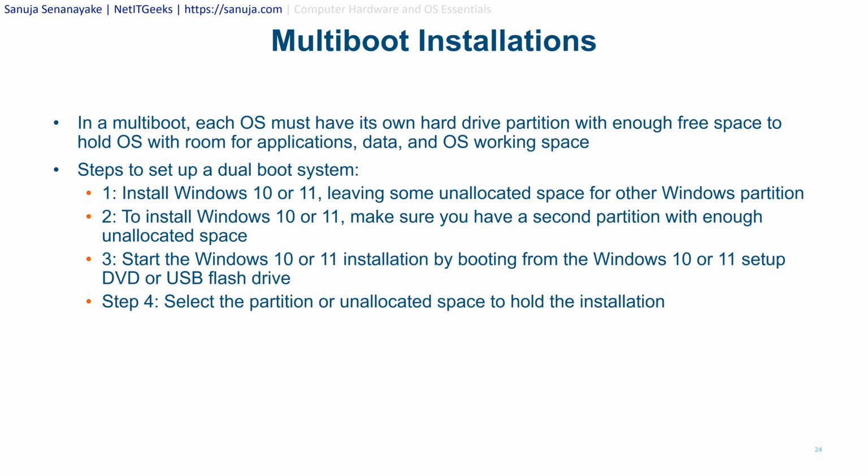The steps to set up a dual boot system include installing Windows 10 or 11 first, leaving allocated space for the other Windows partition. So you can install either Windows 10 or Windows 11, or whatever Windows version first, and you're going to leave some space for the other partition. So you're only going to use part of your hard drive, not the entire hard drive.